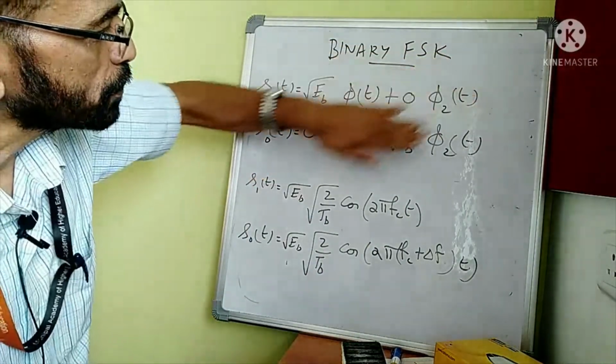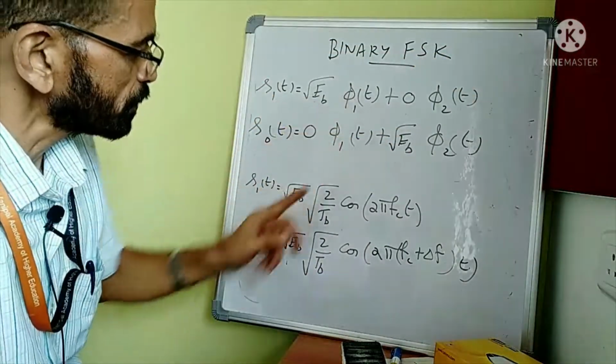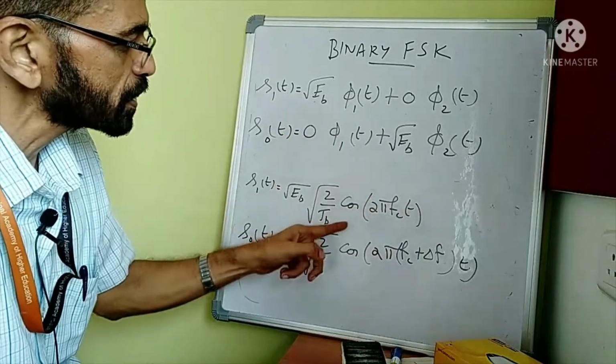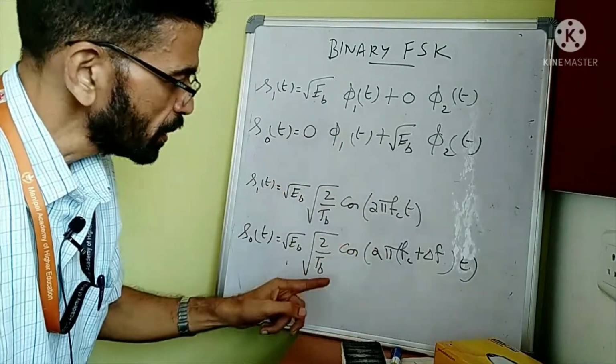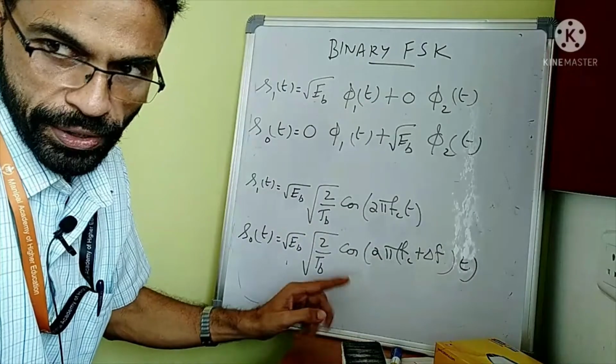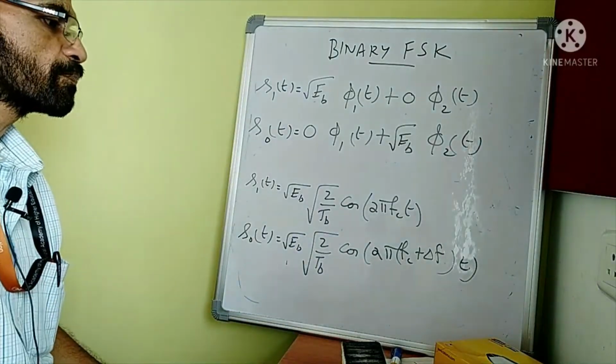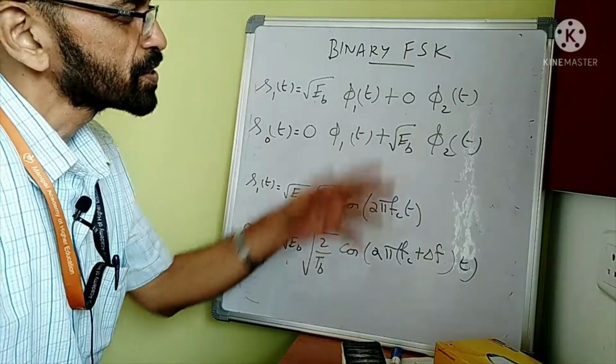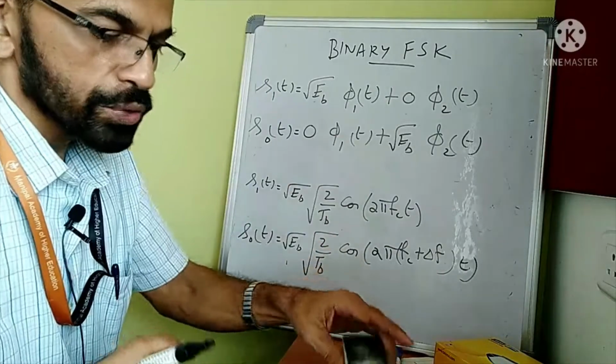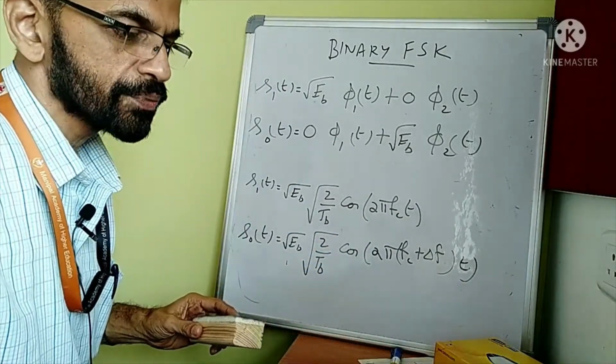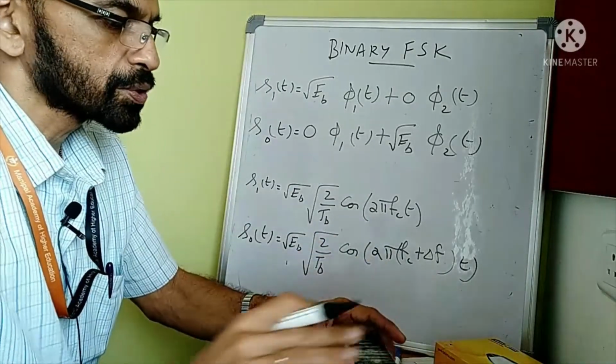Effectively, these zeros you don't have to write. What it means is S1t is root EB phi 1t, which is nothing but the same thing. The only thing is that we are identifying this as phi 1t and this as phi 2t. That's the only difference. We are just renaming them, that's all. Okay, now this tells us how we can plot this.